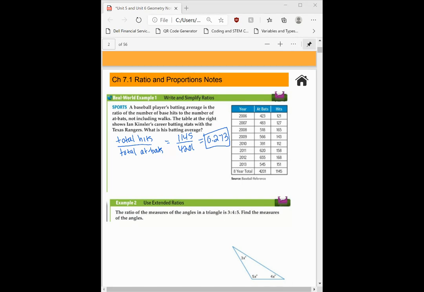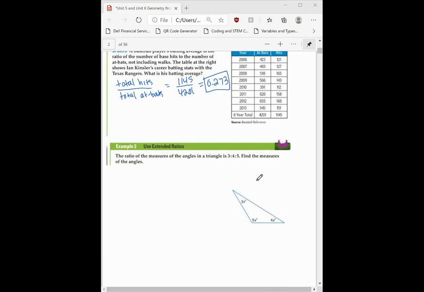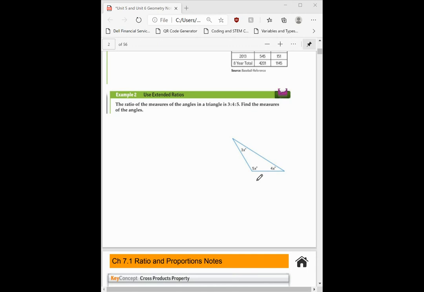So now let's look at example 2. We have to find the ratio of the measure of the angles in triangle 3, 4, 5. Find the measure of the angles. Just as the ratio 3 to 4 is equivalent to 3x over 4x, the extended ratio can be written as 3x, 4x, 5x. So we're going to do just that.